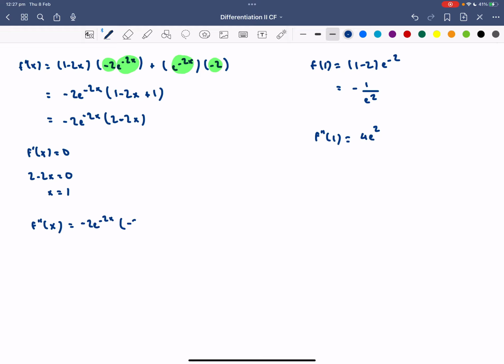Differentiate the other one. So that's minus 2 plus the other way around. Copy out 2 take 2x and differentiate this. So when the minus 2 comes to the front, it becomes plus 2. And then copy it out. There you go. That's doing product rule properly.